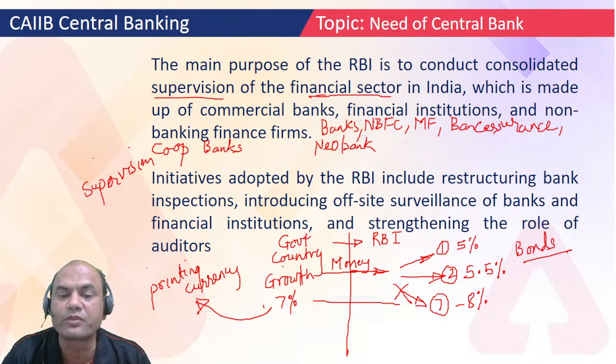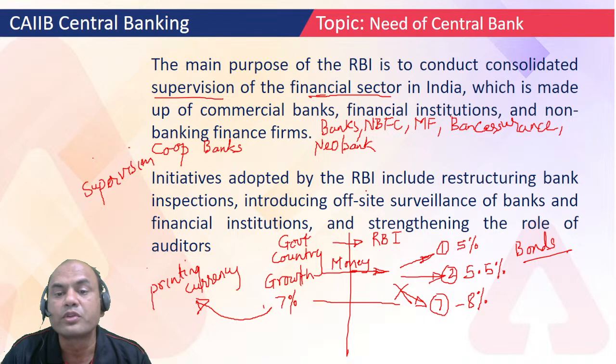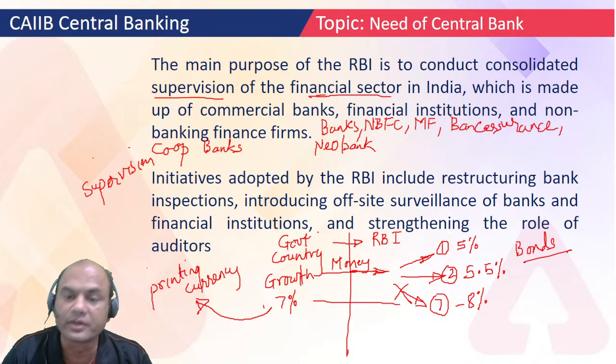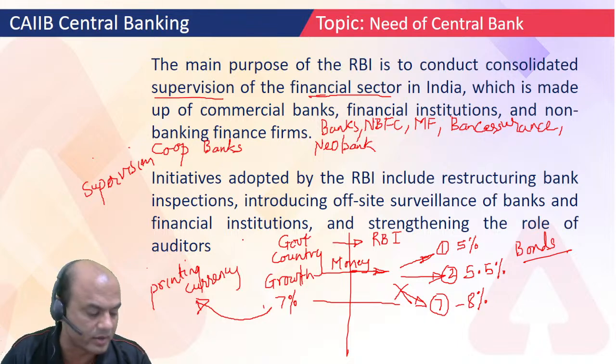Government policy is called fiscal policy. RBI's policy is called monetary policy. So it will always support the government's fiscal policy. If the government wants a 7% growth rate, RBI will design its monetary policy in such a way that the 7% growth rate is achieved. So initiatives adopted by RBI include restructuring bank inspections, introducing offsite surveillance of the banks and financial institutions, and strengthening the role of the auditors.